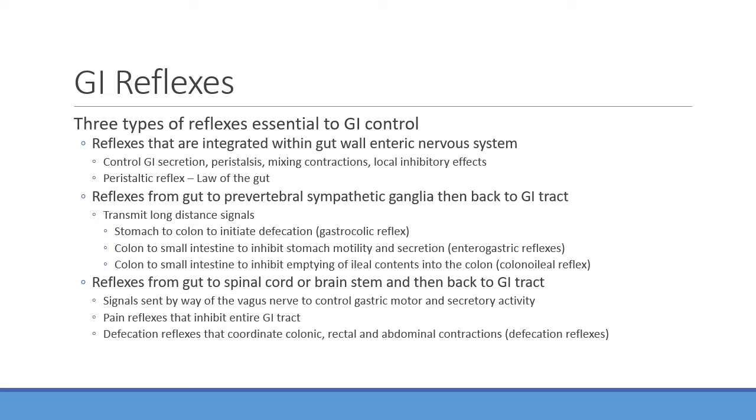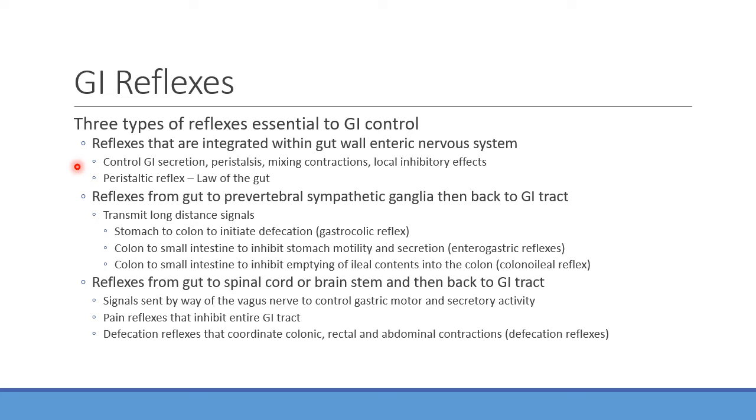Okay, so there are three main reflexes that are essential to GI control. I'm going to go over each of these as we go forward. First, there are reflexes that integrate within the gut wall, the enteric nervous system. These don't communicate with the CNS at all, but they help to control secretion, peristalsis, mixing contractions, and some local inhibitory effects. This is good because it causes the peristaltic reflex, the law of the gut essentially.